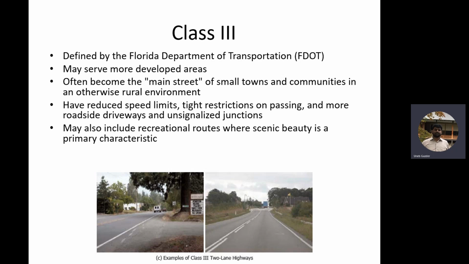So we consider uninterrupted flow. Why do we have lower speed limit and tight restrictions? The answer is on the slide. It's within the city, within the developed area. You cannot have a main street going through the area and put a speed limit of 100 kilometers per hour on that. It's very dangerous. It may include recreational routes, going from the town to a picnic point and so on.